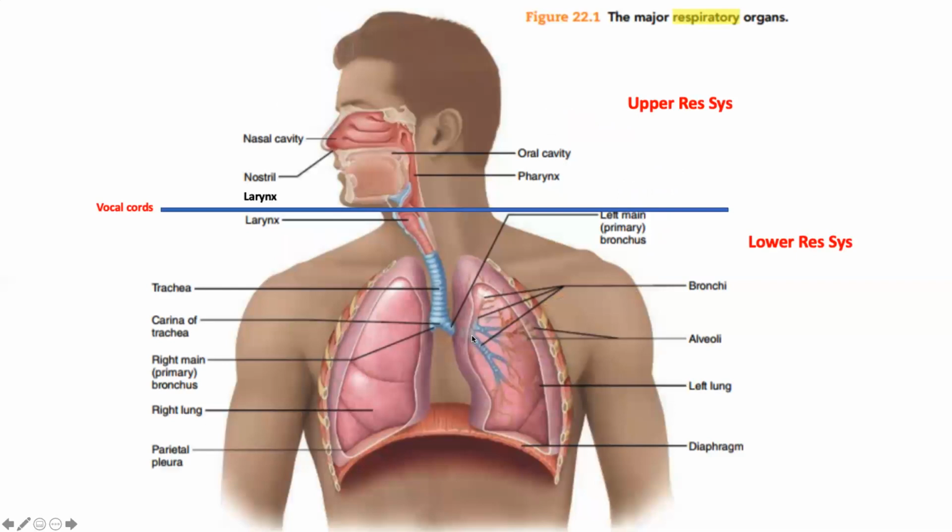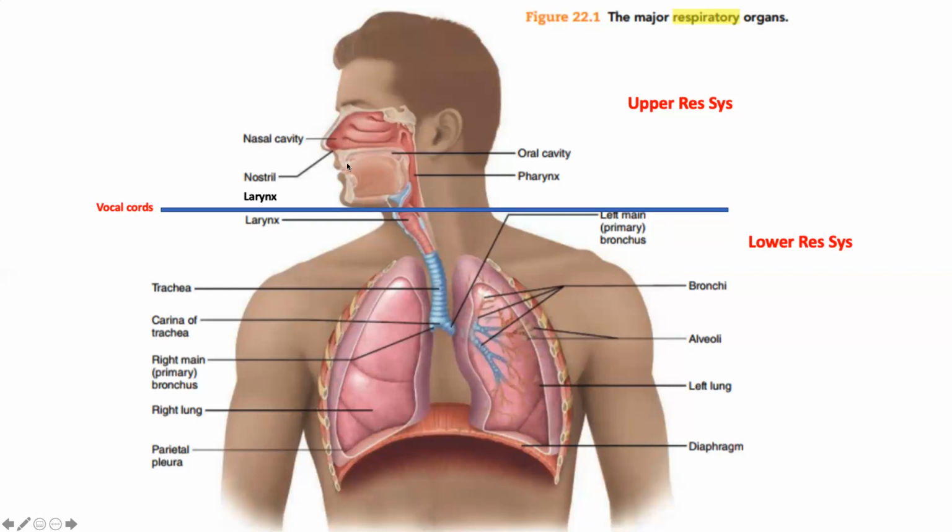So let's talk about the respiratory system. The respiratory system can be divided into the upper and lower respiratory system. If we look at this diagram, there is the nasal cavity, which is inside our nose, and there are air-filled cavities on either side of the nasal cavity. These are called nasal sinuses.